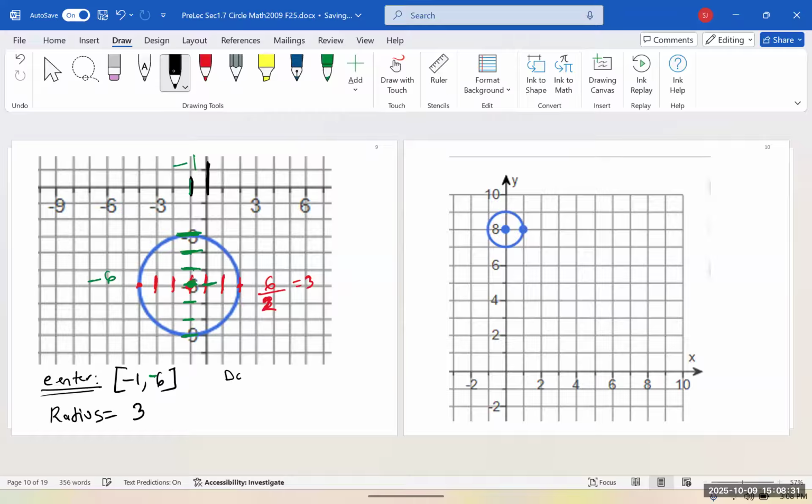Domain. What's the domain of the circle? From which x value to which x value you see? Alice. -5 to 2. So this is here -5, right? No, this is -4 actually. So -1, -2, -3, -4. So this is -4. And then you have 1, 2. -4 to 2.